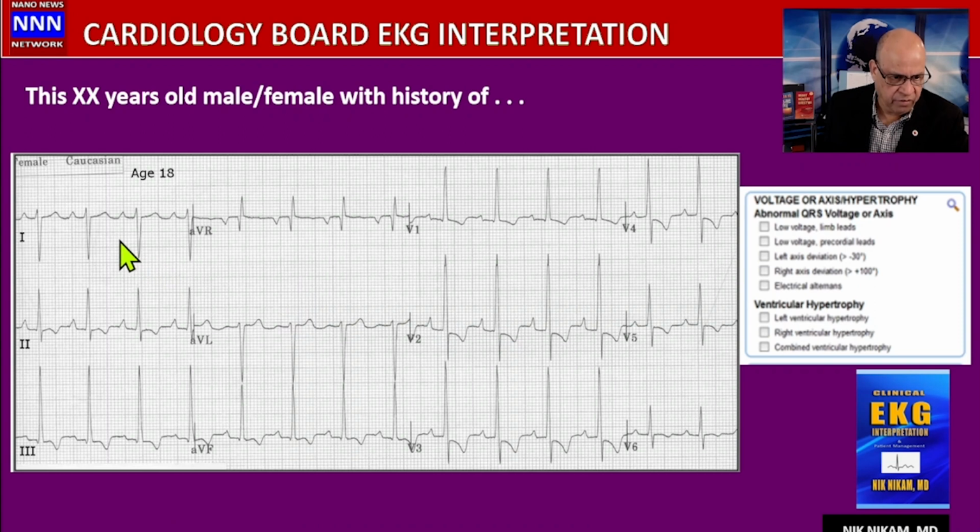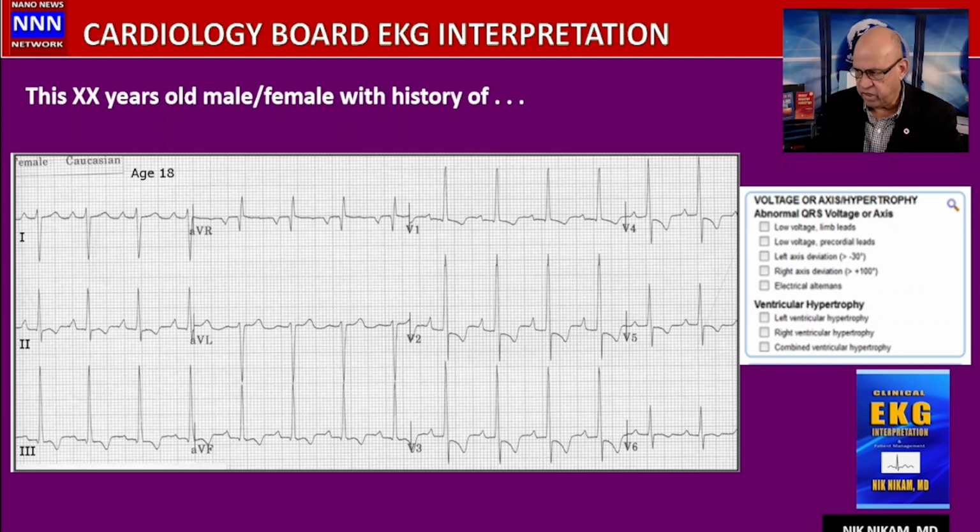Here's an example of right axis deviation, peaked P waves, significantly increased voltage, completely positive deflection in V1 and V2, much more significant than we see in the lateral chest leads, and there's discordant STT changes. So what are we looking at here? Well, first of all, we have right ventricular hypertrophy, and also we have significant right axis deviation, and maybe some atrial enlargement. When we see these conditions, we need to think about right ventricular hypertrophy.